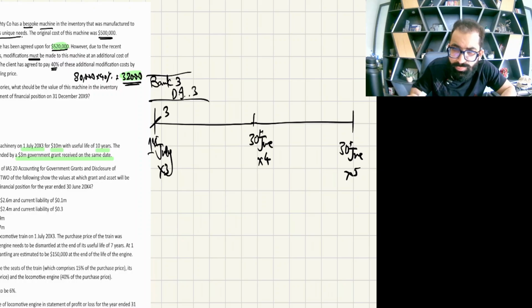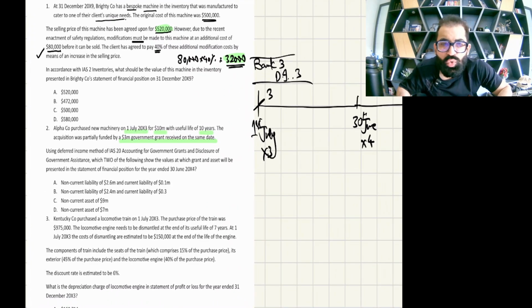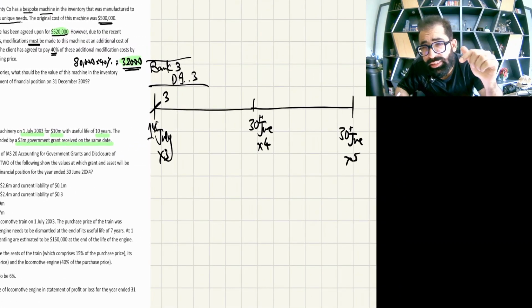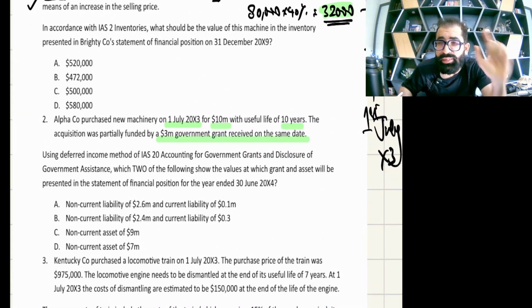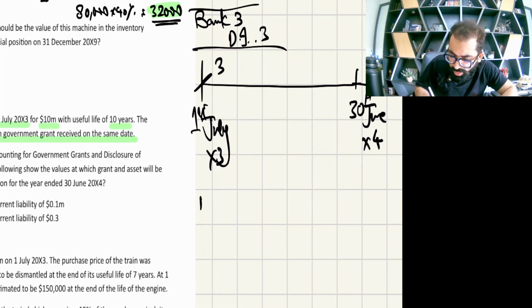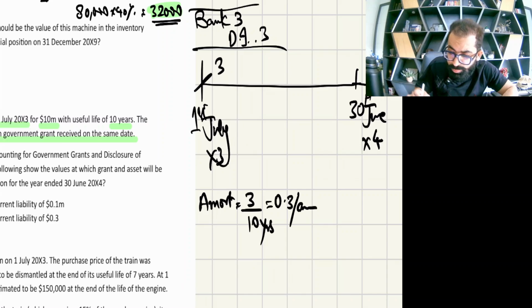Now as you all know, the grant will be amortized in such a way that it follows the pattern of the asset. The asset has a useful life of how many years? It's 10 years. So the grant will also be amortized over 10 years. Amortization of grant will be 3 divided by 10 years. So per year it will be 0.3 per annum. Now don't sleep, 0.3 per annum.